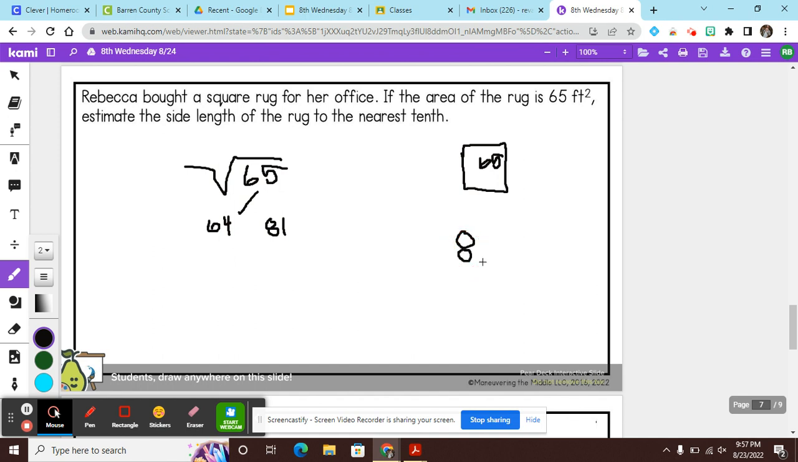And this is where we have to use that formula that I gave you, where we take the 65 minus 64, which is going to be 1. And then we do 81 minus 64, because we're doing our big number minus our small number. So to get from 64 to 81, that is going to be 17. So we have 1 over 17, which is going to be a pretty small number.